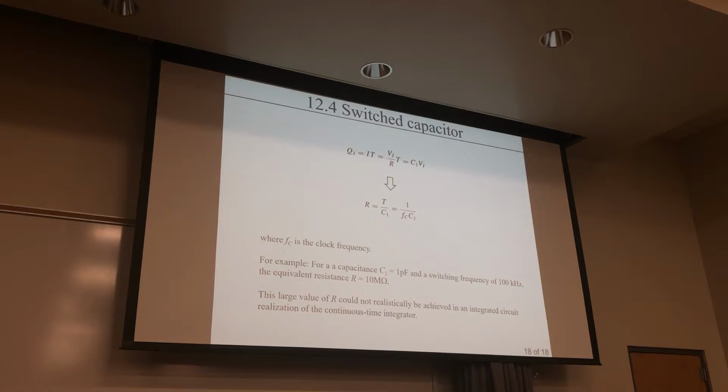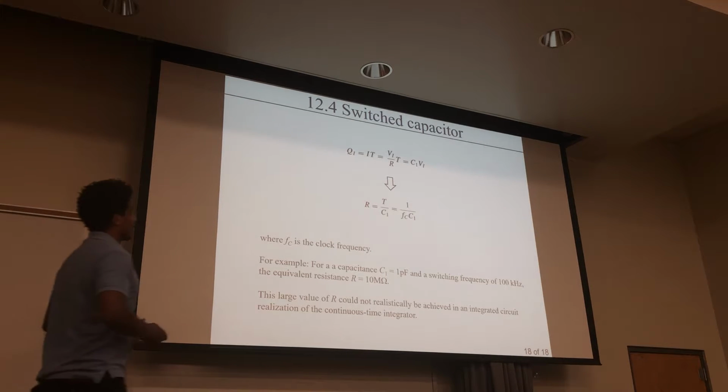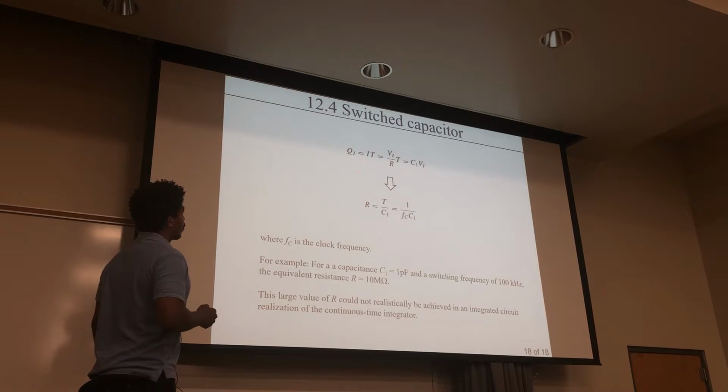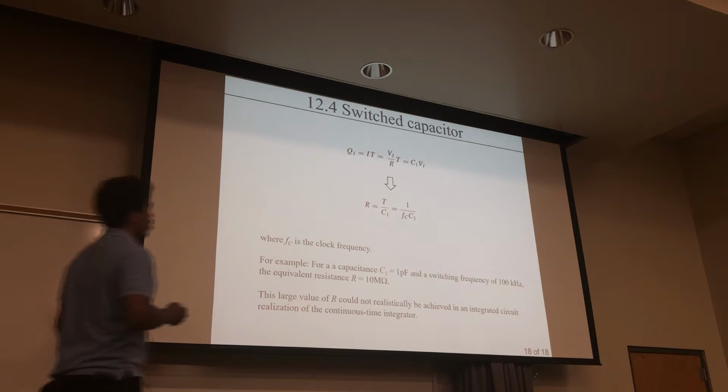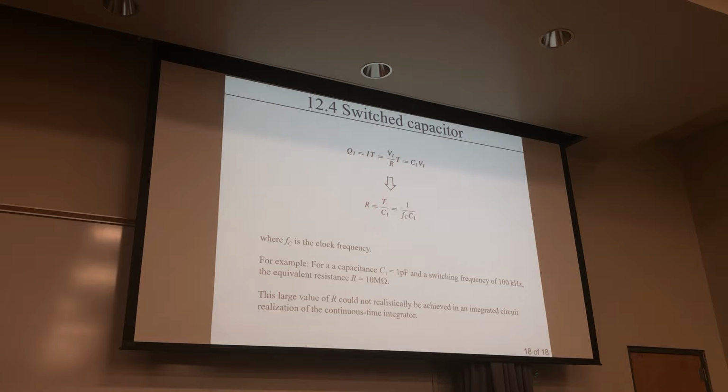Another way to think about it is in terms of resistance. If you look at this Q right here, which is your current multiplied by your period of time, and this current right here is V out over R, and you state this equal to C1, then if you solve for R, it's like this period of time over your capacitance, and that's your frequency, where this FC is your clock frequency.